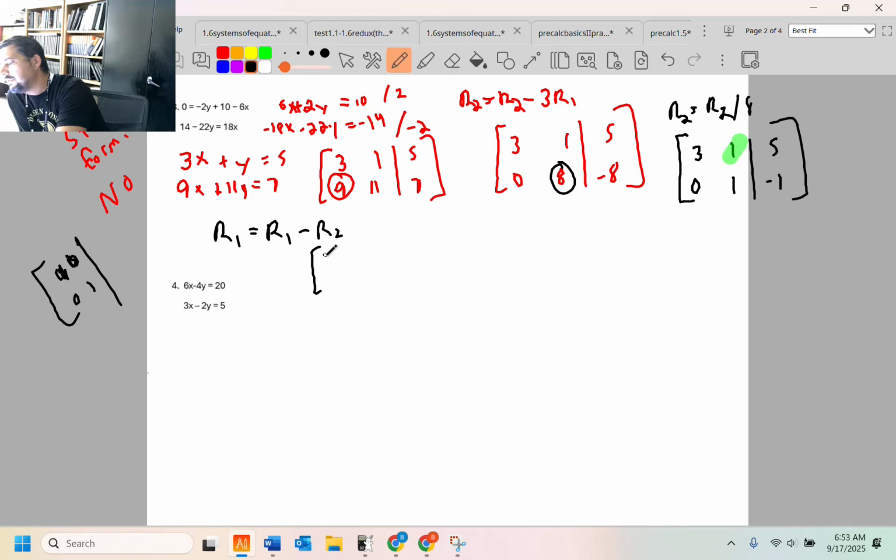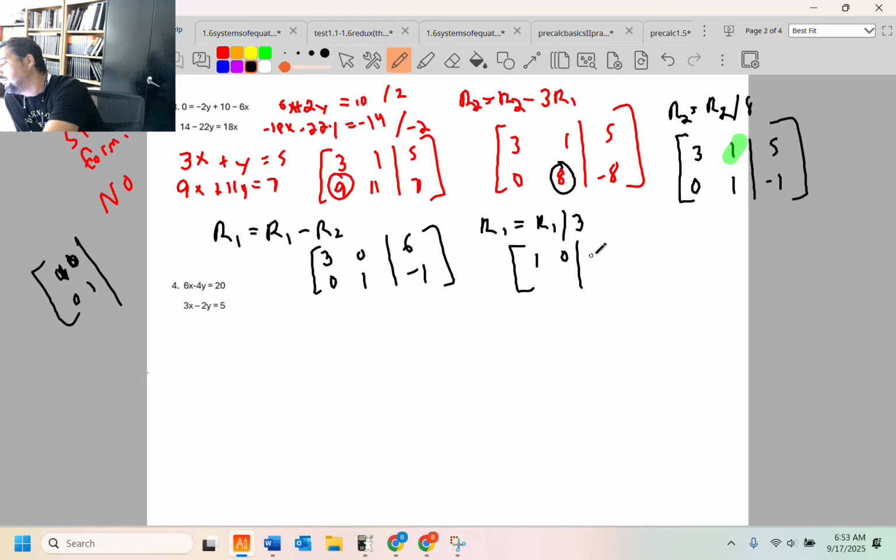3 minus 0 is still 3. 1 minus 1 is 0. 5 minus a negative 1 is 6. That was 5, take away a negative 1. That's something that's going to get a lot of kids. And now I can see that I can divide this 3 out nicely. If I would have tried to fix this 3 up here, I would have introduced fractions. If I was a computer, I'd have been fine with it. When I wrote code for this in computer science, that's how we did it, because it was the easiest thing to do code-wise. But now row 1 is simply row 1 divided by the 3.